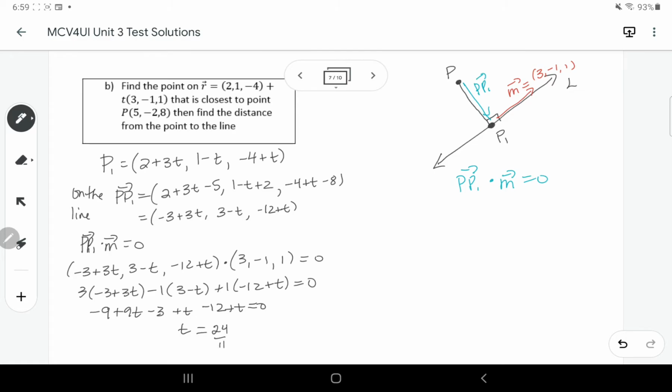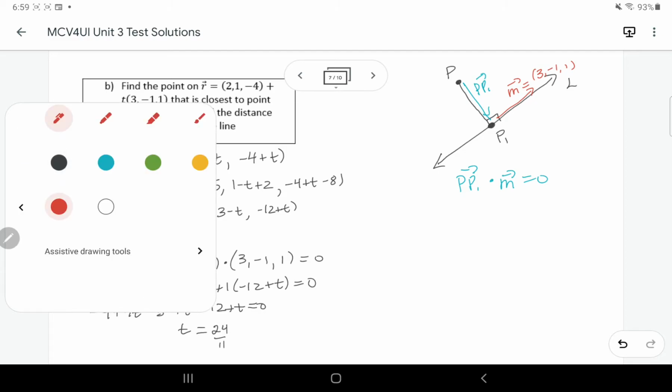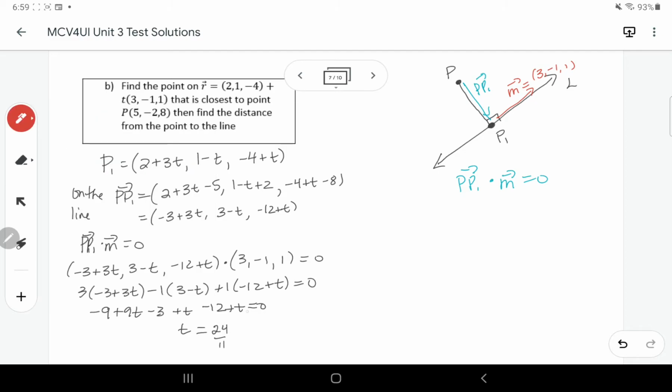So we're going to sub this into two important different spots. First, to get the point, if we sub t equals 24 over 11, then point P1, the point that I'm looking for here, equals, and I hope you'll trust me on the math, you just substitute in that t value and work out each component. It's 94 over 11, negative 13 over 11, and negative 20 over 11.